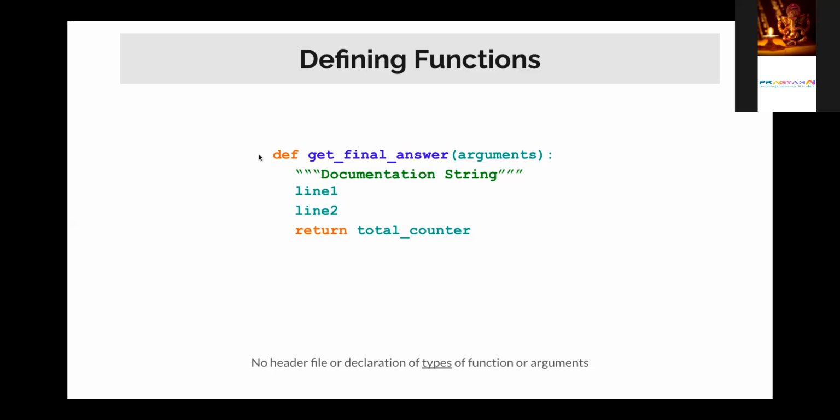This is optional. def, function name, arguments, and colon, and then a number of lines. Whatever the function performs, if it is square, then squaring that number, or whatever it may be.